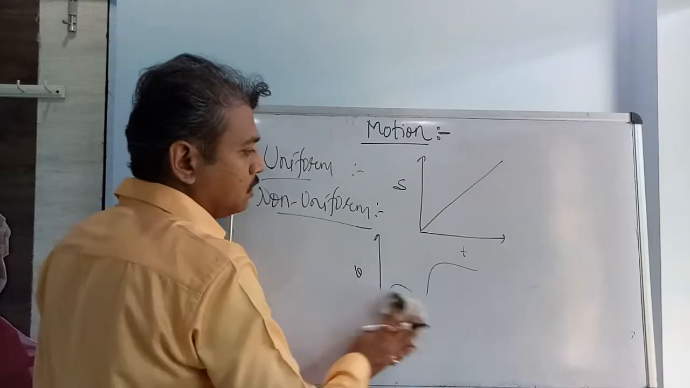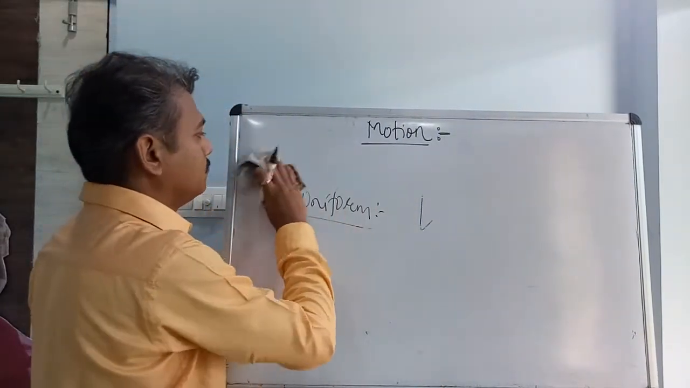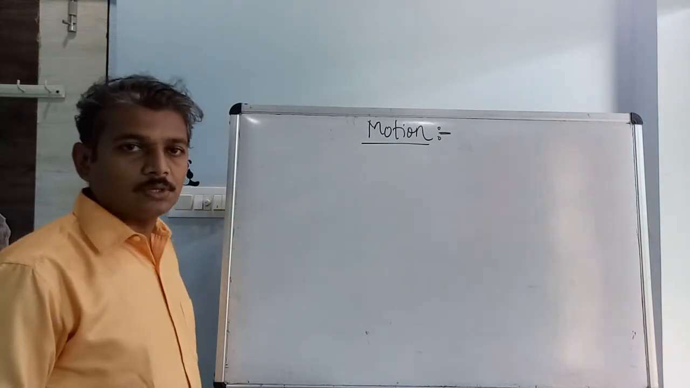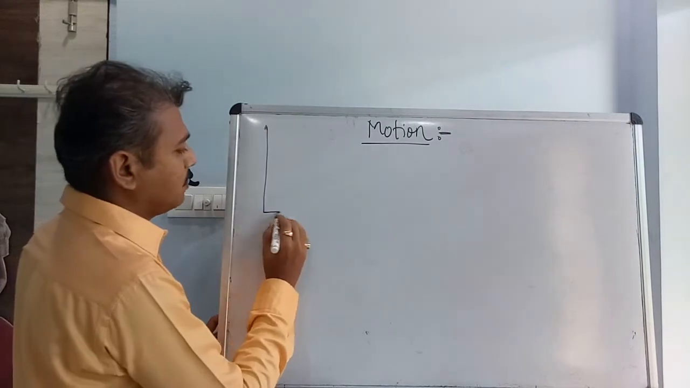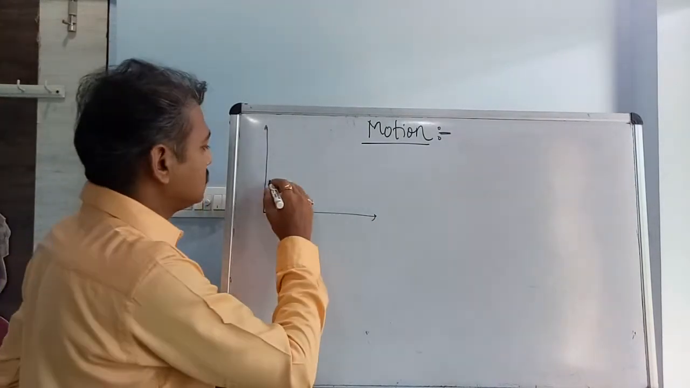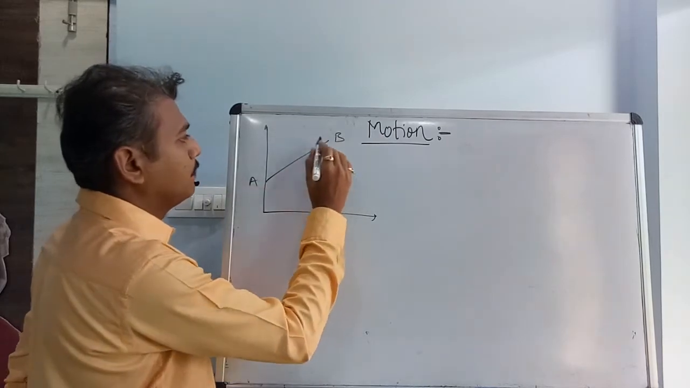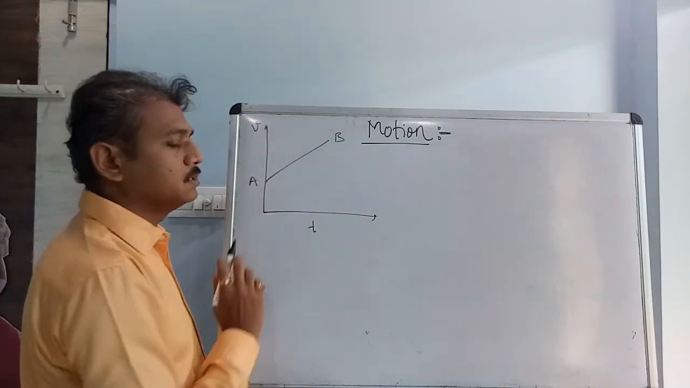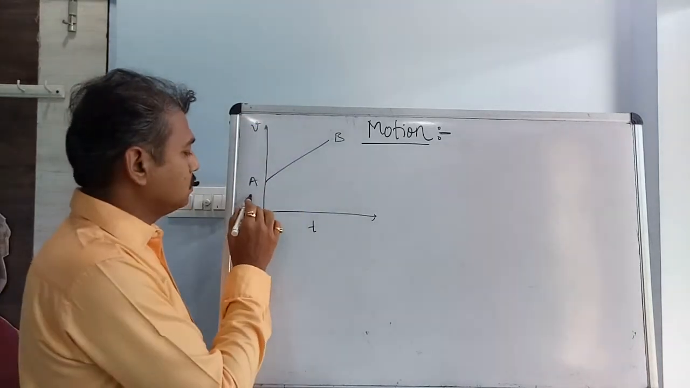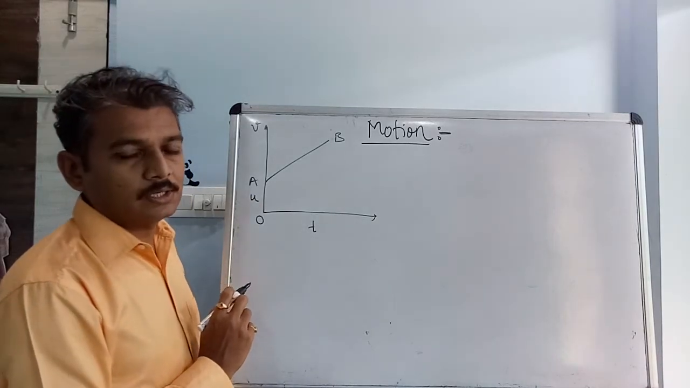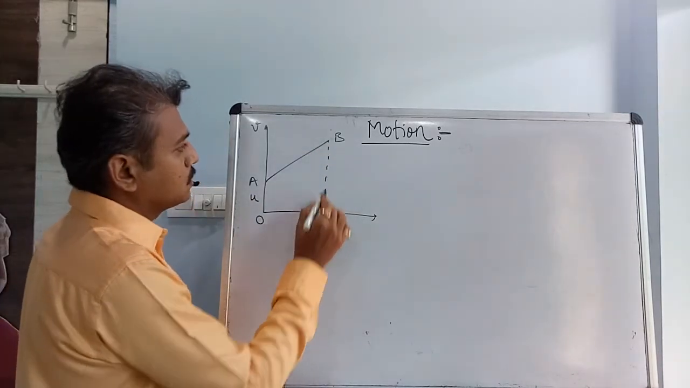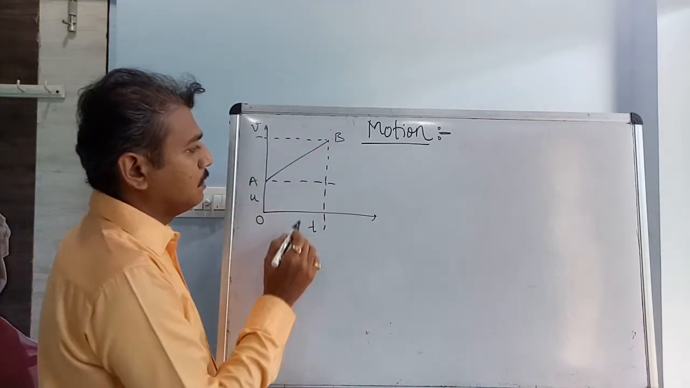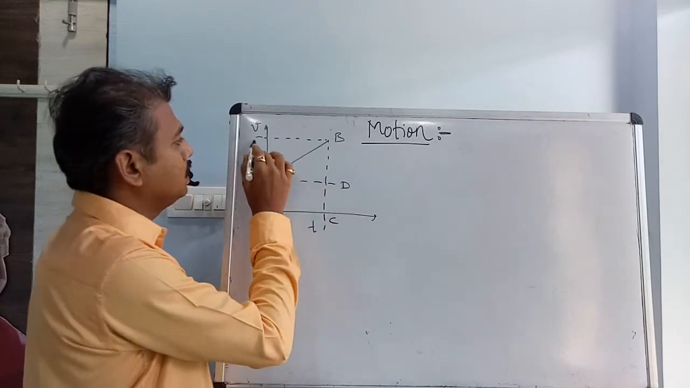After talking about uniform and non-uniform motion, there were equations of motion in which a graph was told. The graph was like this: A to B. The X-axis was explaining time, the Y-axis velocity. This is the origin, initial velocity. Certain suppositions we made in this way, and we named them C, D and E.